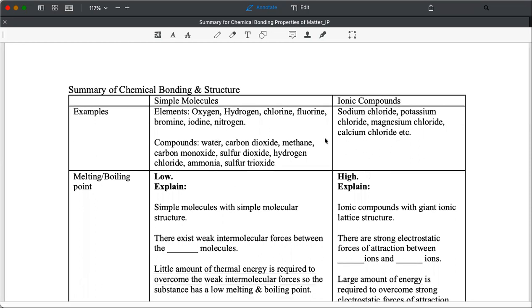So I'm going to do a comparison between simple molecules and ionic compounds. It's important to recognize the difference between elements and compounds. These are the common elements and compounds that will be tested in the examination.